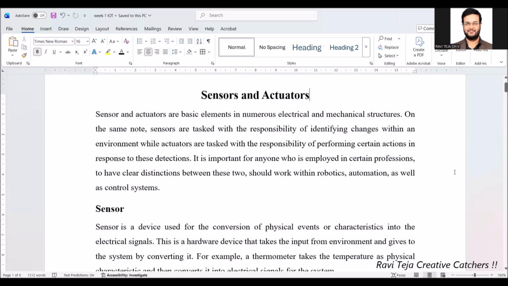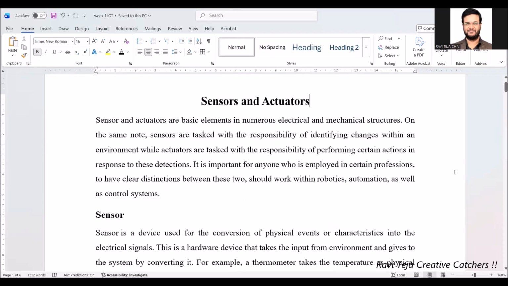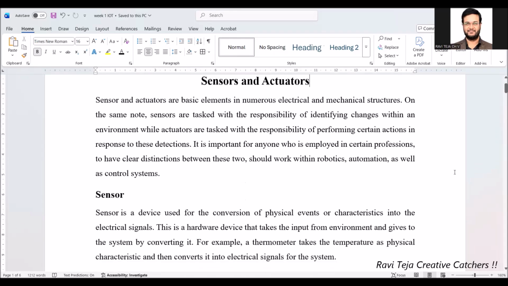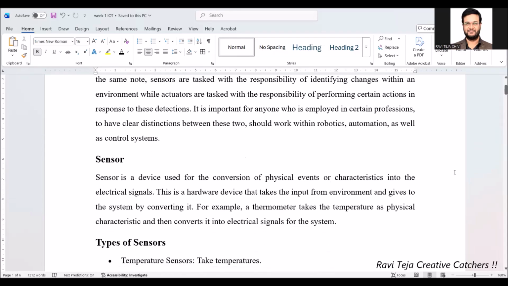Now, coming to the initial part of sensors and actuators, initially we are going to see what are the different types of sensors, what is a sensor, and how actuators are helping these IoT devices. We are going to see each and every one. To keep it simple, a sensor is a device used for the conversion of physical events or characteristics into an electrical signal. For example, let's take a thermometer.